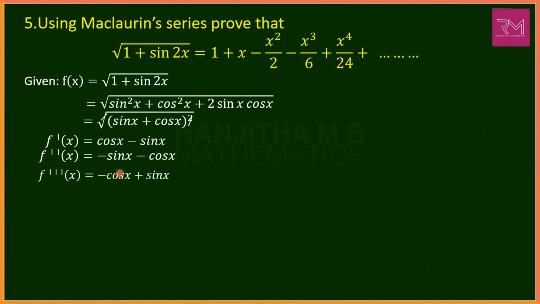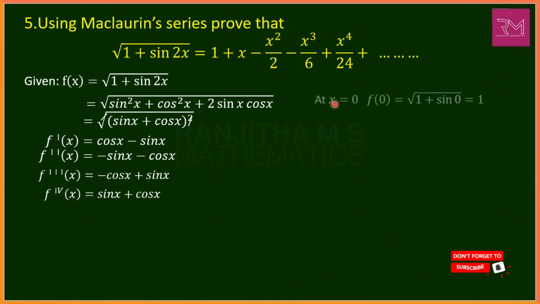F triple dash of x is minus differentiation of sin x is cos x. Hence we get minus cos x minus differentiation of cos x is minus sin x. Hence we get minus into minus plus sin x. Similarly, f power fourth derivative of x is minus cos x differentiation is minus sin x. Hence we get minus into minus plus sin x plus differentiation of sin x is cos x. After finding all these values, we have to find these values at x is equal to 0.